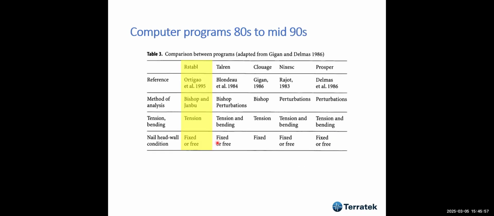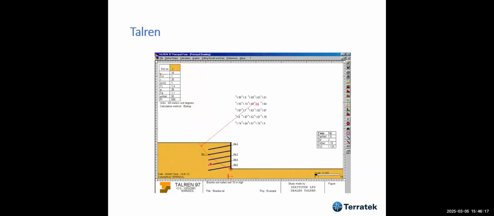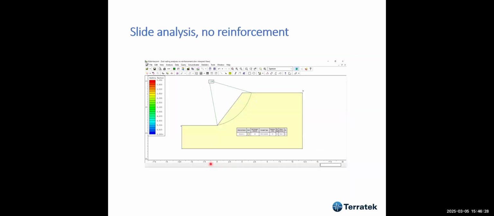I have done some research on that, and this is a comparison between the methods that have been developed. I adapted this from Gigan and Mine in 1986, and I published this result, but today it is completely out of date. I'll show you what we should use. In 1997, I used this Talren program, the French program. It was very good, but now it's out of date.